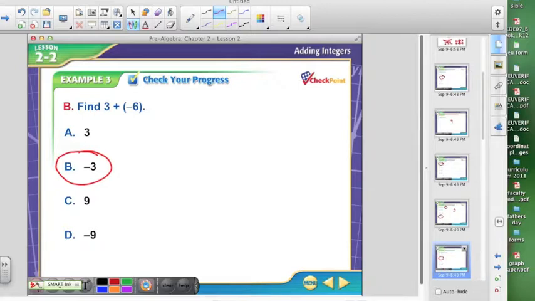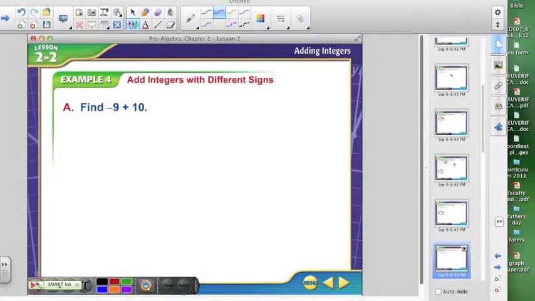Okay, are we doing all right? Okay, let's do a couple more. Negative 9 plus 10. Pause the video and do this one and then come back and check it. Adding with unlike signs, so I have to subtract. 10 minus 9 is 1. Take the sign of the number with the largest absolute value. In this case, it's going to be 10, which is positive. So my answer is going to be a positive 1.